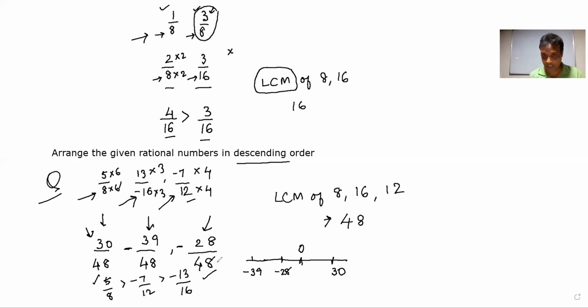I hope you have understood. Just to revise, if the denominators are different, you have to bring the denominators to a common denominator. And for a common denominator, you have to find the least common multiple of all the denominators.